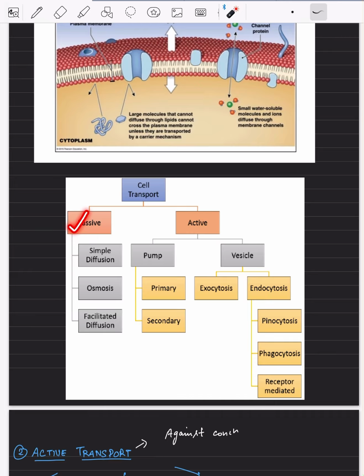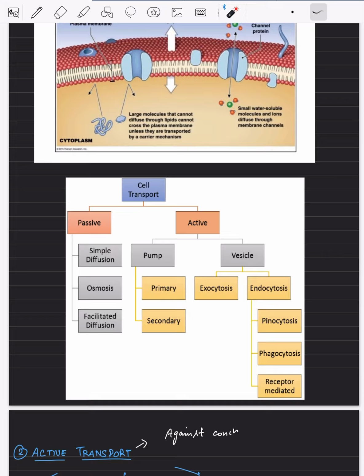Transport could be of two types broadly, passive as well as active. Passive includes simple diffusion, osmosis, as well as facilitated diffusion. Osmosis is an example of diffusion only. The major difference between diffusion and osmosis is that in osmosis we talk of the movement of only solvent, whereas in diffusion we talk of the movement of the solute as well as the solvent, meaning solid, liquid, gas. Both of these are considered in diffusion, whereas only the liquid movement is considered in osmosis.